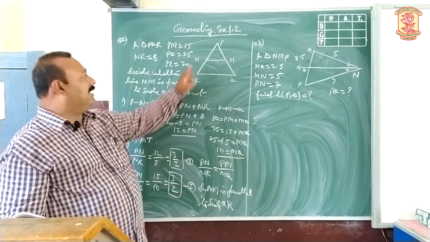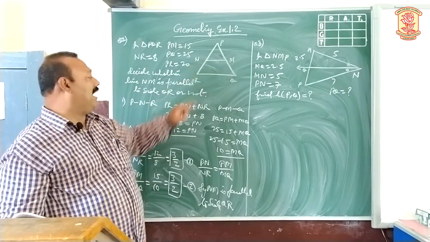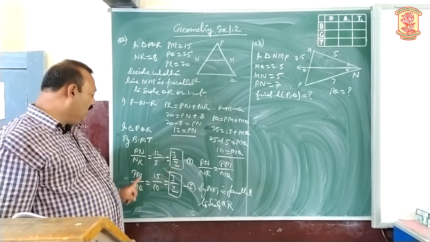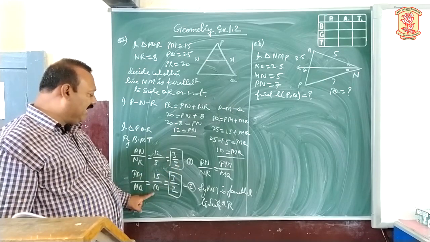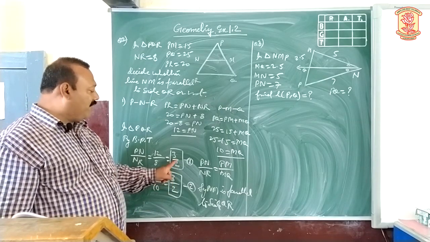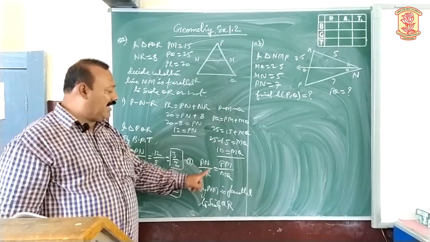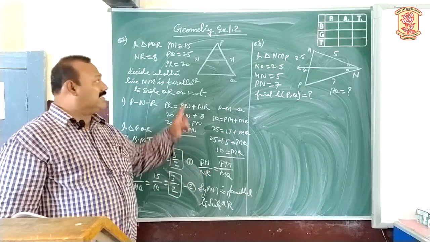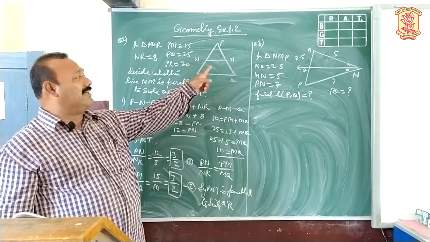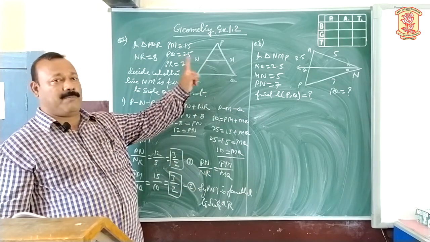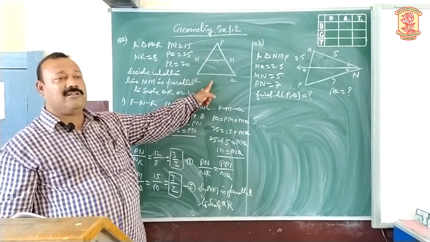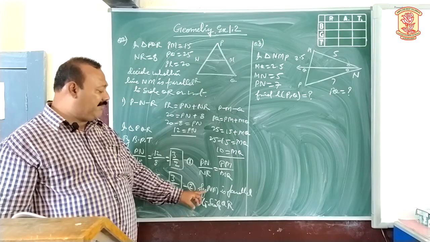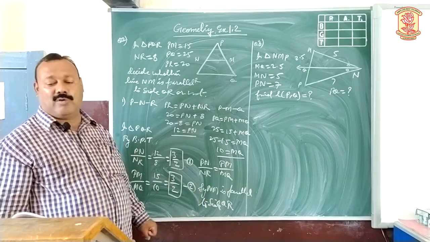Take the ratio PN upon NR, it is 12 by 8. It comes to be 3 by 2. PM upon MQ, 15 by 10. The ratio comes to be 3 by 2. First and second, PN upon NR equals PM upon MQ. When this ratio comes, it means in any triangle, if a line divides the other two sides of a triangle proportionally, then it is parallel to the third side. Then directly you have to apply the basic proportionality theorem. Segment NM is parallel to side QR.